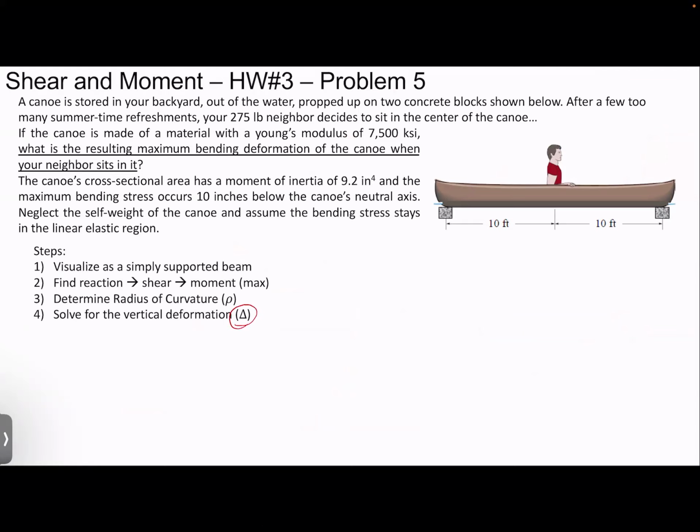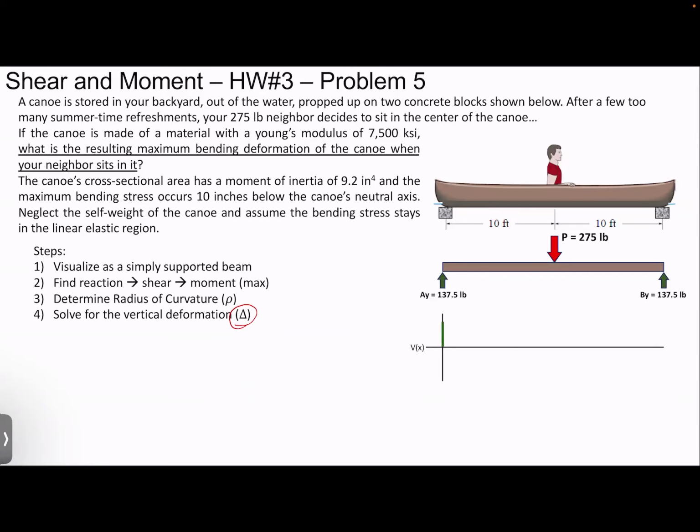Here in this case, I'm just saying that vertical deformation is this delta value. There's not an equation associated with this. You just need to think of it from a geometry standpoint. So we're going to visualize it like this. We have this point load of 275, and since it's in the center, each reaction force is going to be half of that, which is 137.5.